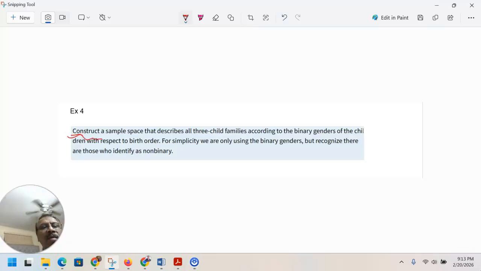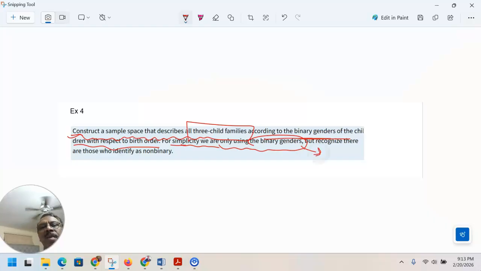Now, this one says construct a sample space that describes three-child families according to the binary genders of the children with respect to the birth order. For simplicity, we are only using the binary gender. So it's not like a person is both male and female. It will be either a boy, we'll call it B, or a girl.